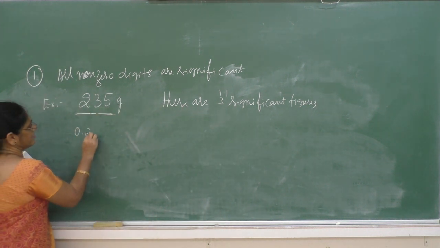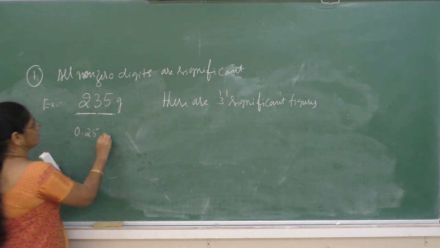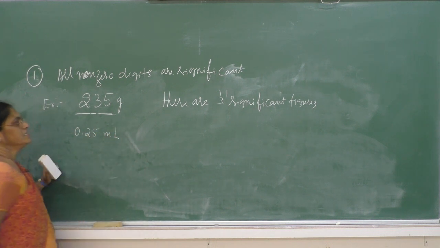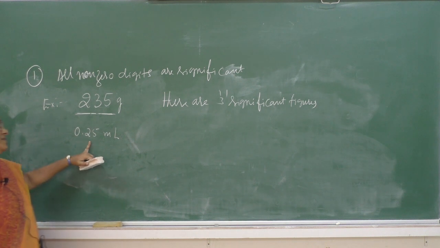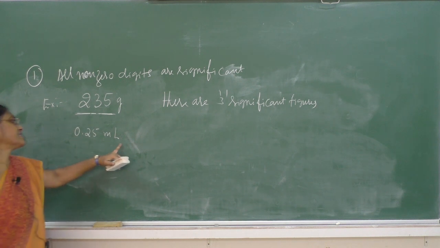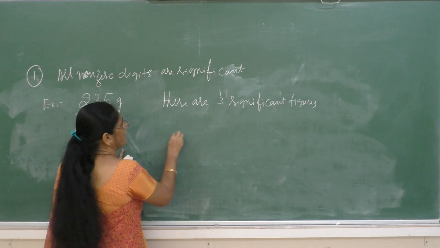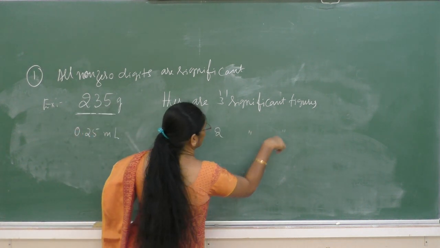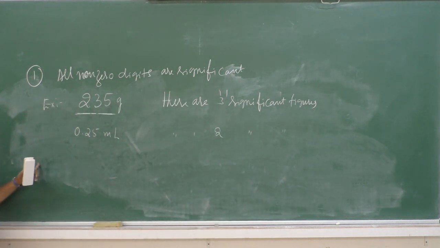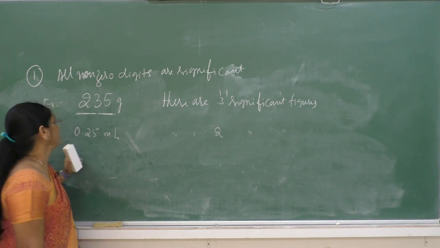The second example is 0.25 ml. In this number, how many significant figures are there? There are 2 significant figures.